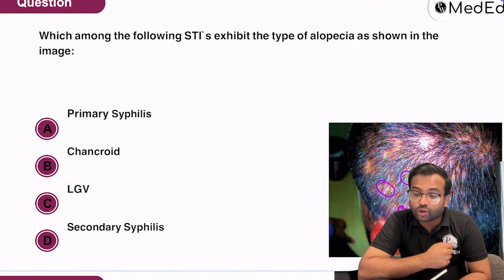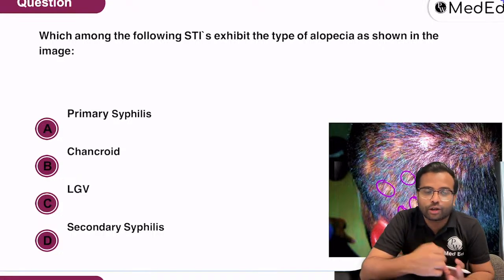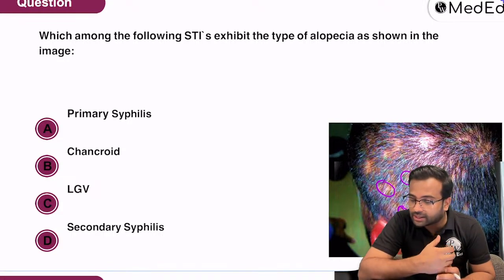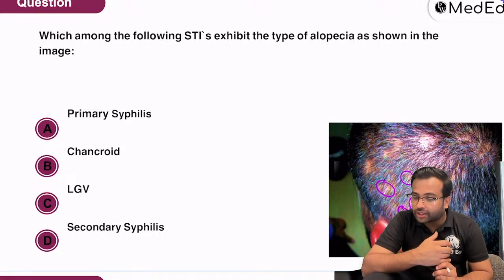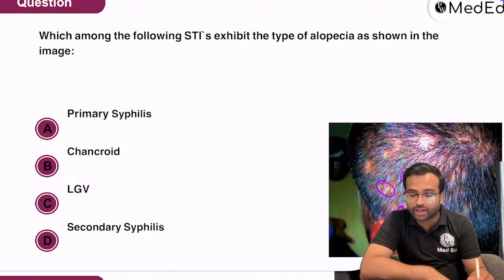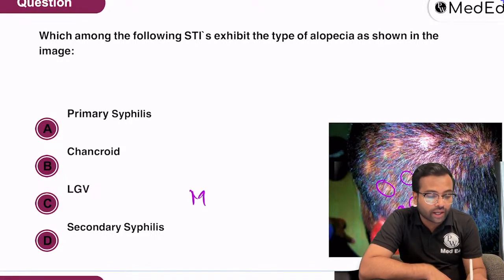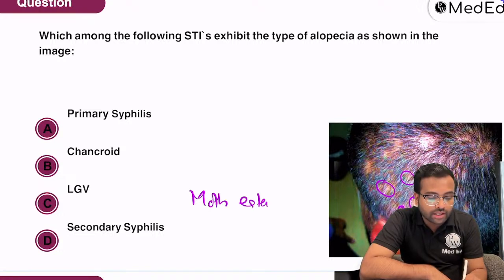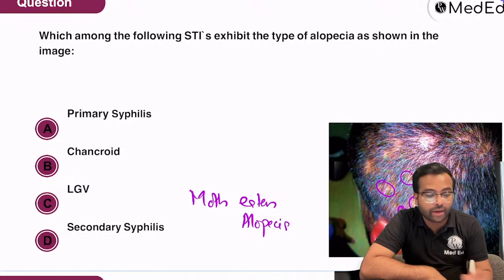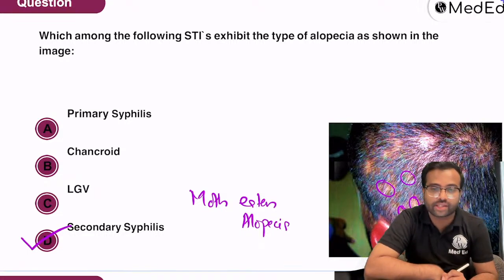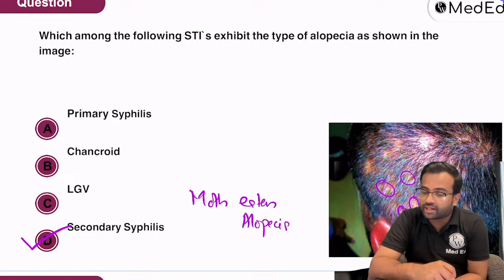Yeah, Nasrina is also giving the name for this kind of hair loss. Gautam and Rashmi and others as well, Dr. Depaki as well. So this is called moth-eaten alopecia, and this moth-eaten alopecia can be seen in secondary syphilis.